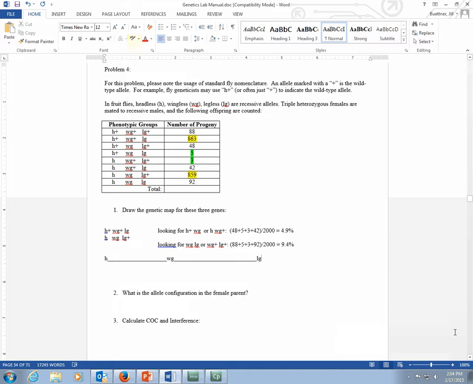Then the allele configuration in the female parent, again looking at the recessives only, the ones without the plus: H and WG are in cis, and they're both in trans to LG.